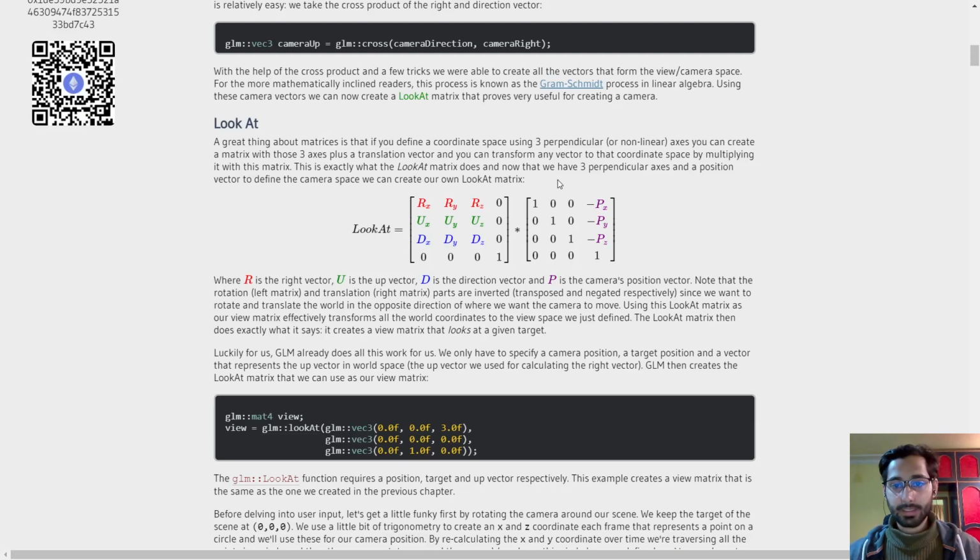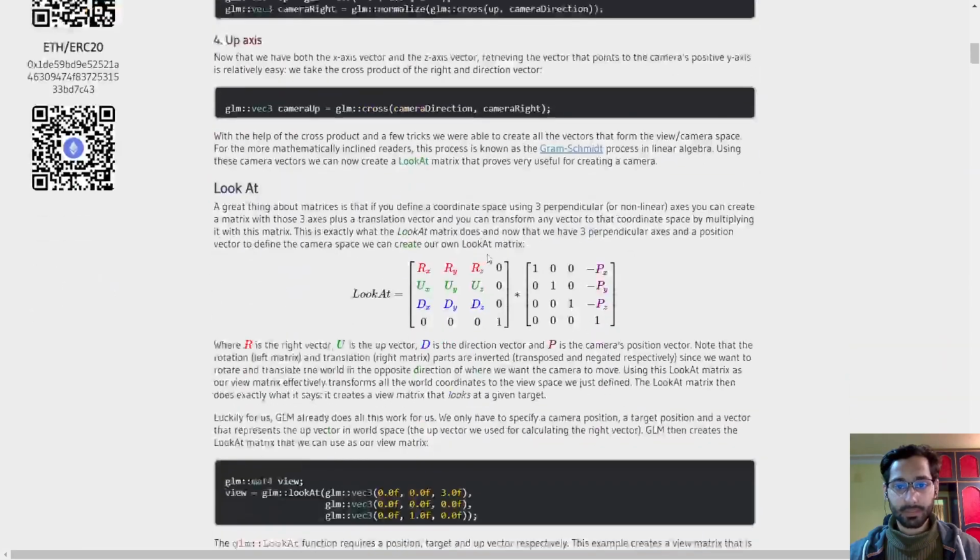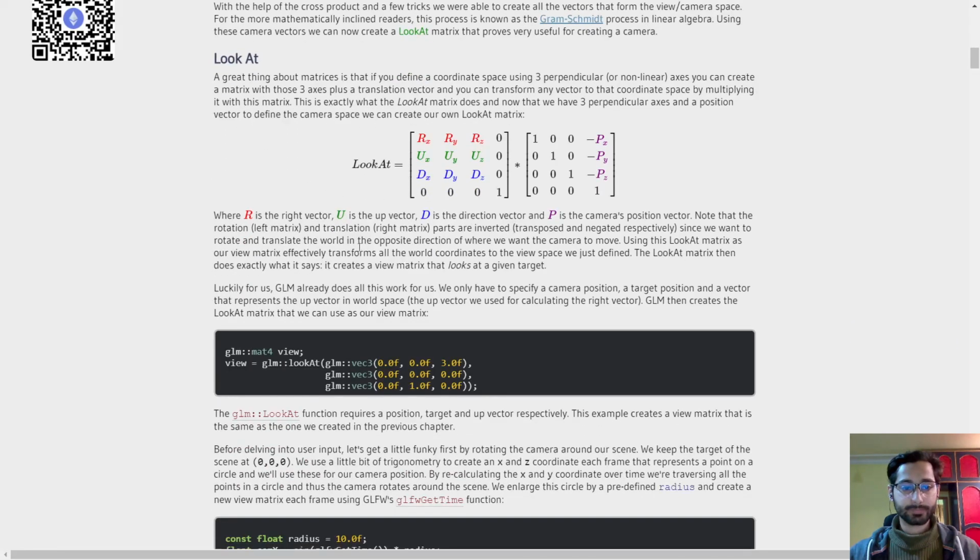So if we have the three perpendicular vectors, which we already calculated, and a position vector, which we also have, we can create a look at matrix, and that can help us convert any space into the camera space. You can transform any vector to that coordinate space by multiplying it with this matrix. Here, R is the right vector, these are the components of the right vector. U is the up vector, these are the components of the up vector, D is the direction vector, and P is the camera's position vector.